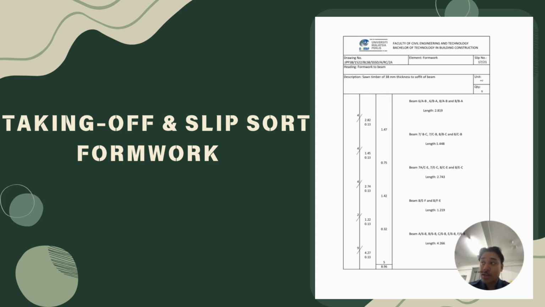So we take the 4 units times with the length 2.82. Then times with the depth, not the depth actually, it is the thickness of the beam, which is 0.13. Then we will get 1.47 meters square.